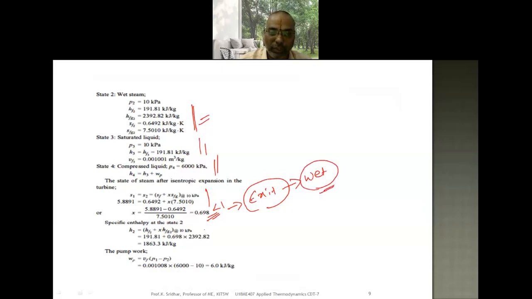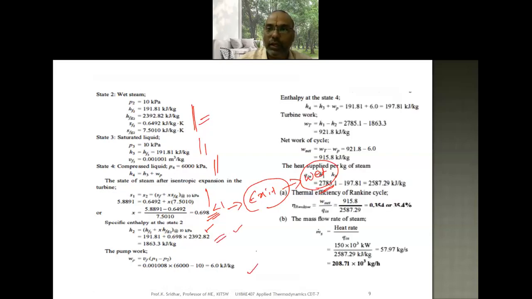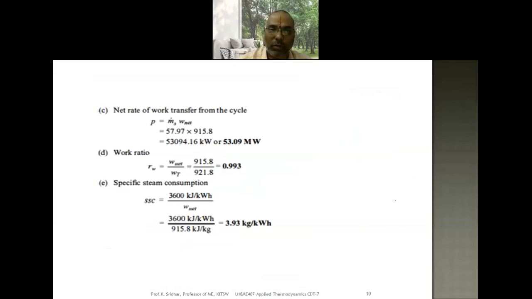So substitute in the respective formulas, similar to the previous problem. Find out H2, find out Wp, and similarly find out the turbine work, and the net work, and then the heat input. So find out the thermal efficiency and the mass flow rate, exactly similar to the previous problem.